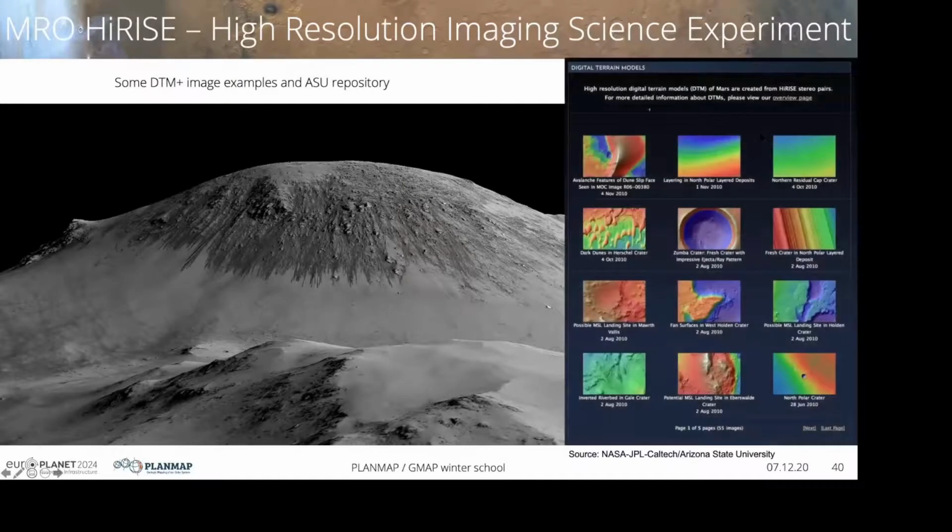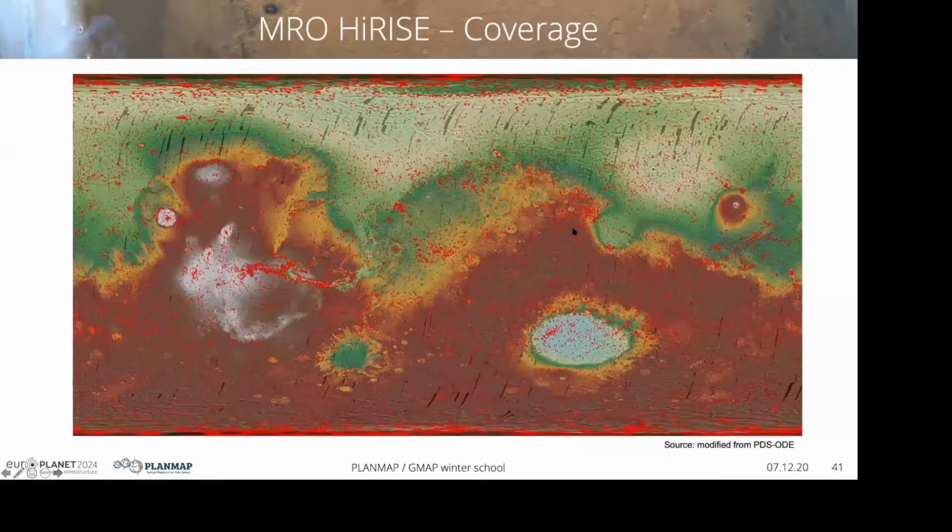And of course, there are lots of DTMs already pre-done for you at the website of the HiRISE instrument. So you can simply go there, download them, download the orthorectified image, and you will get everything you need. This is the coverage. So you see it's quite a wide coverage, but you have to imagine it's almost 15 years, no, 13 years that it is in orbit.